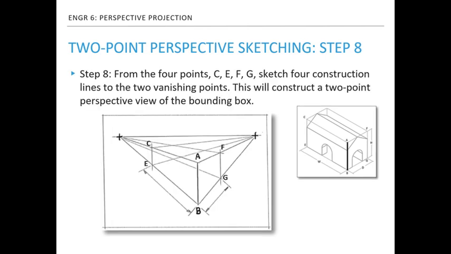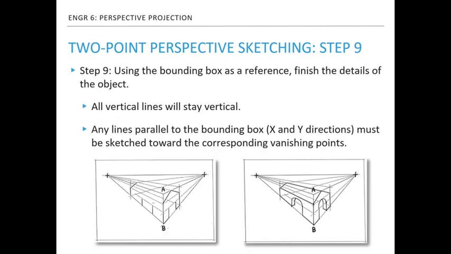From the 4 points C, E, F, G, sketch two construction lines to the two vanishing points for each point. This will construct a two-point perspective view of the bounding box. Once the bounding box is constructed, you can start sketching the details of the house using the bounding box. Remember the following rules. All vertical lines will stay as vertical lines. Any lines that are parallel to the horizontal lines of the bounding box, or X and Y directions as shown, must be sketched toward the corresponding vanishing points.